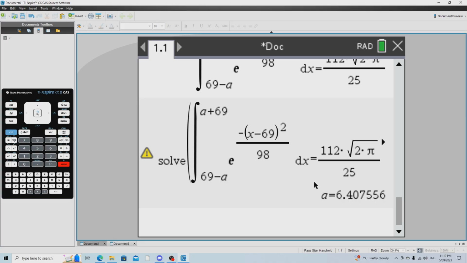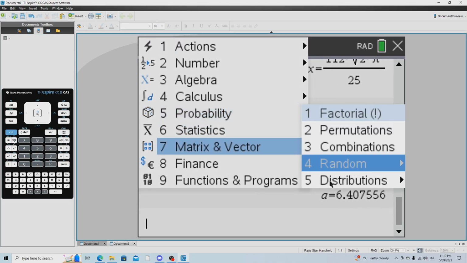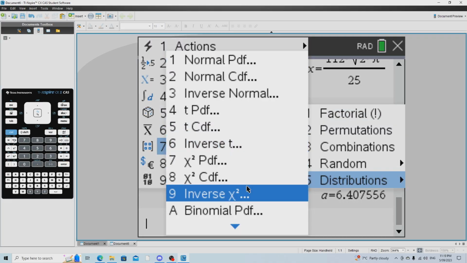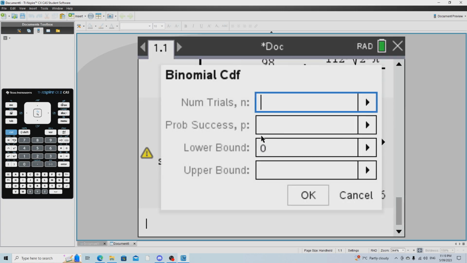Nice, so I'm just going to use my calculator here. Go on menu, probability, distributions, and go on binomial CDF again. And your number of trials here is 20.